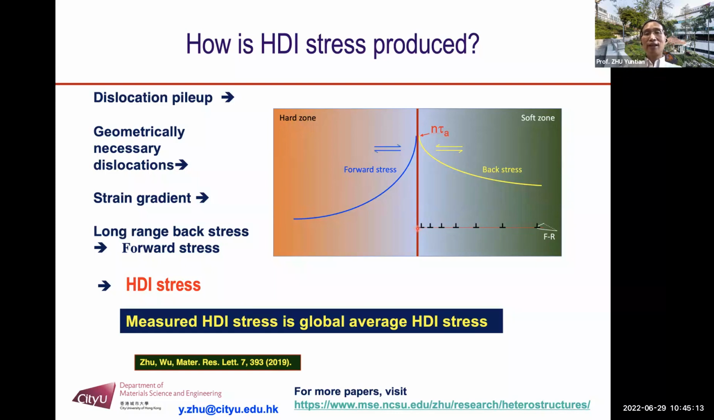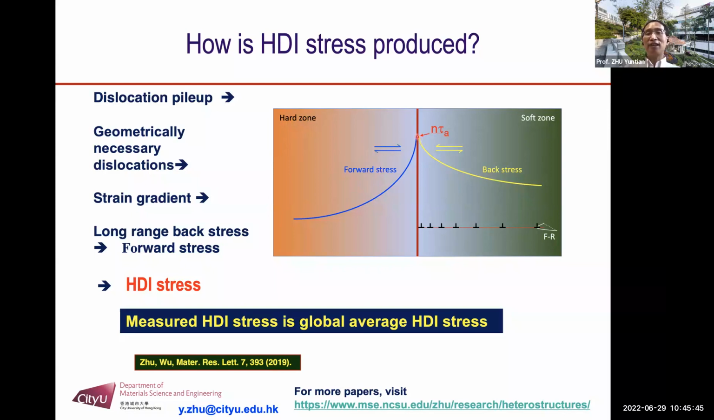Okay. Then any force needs to be balanced. Because of this stress concentration in the hard zone side, there must be a forward stress to balance this back stress. If you look at the forward stress, its direction is opposite to the back stress. It's the same as the applied stress in its direction. That's why it's called the forward stress.